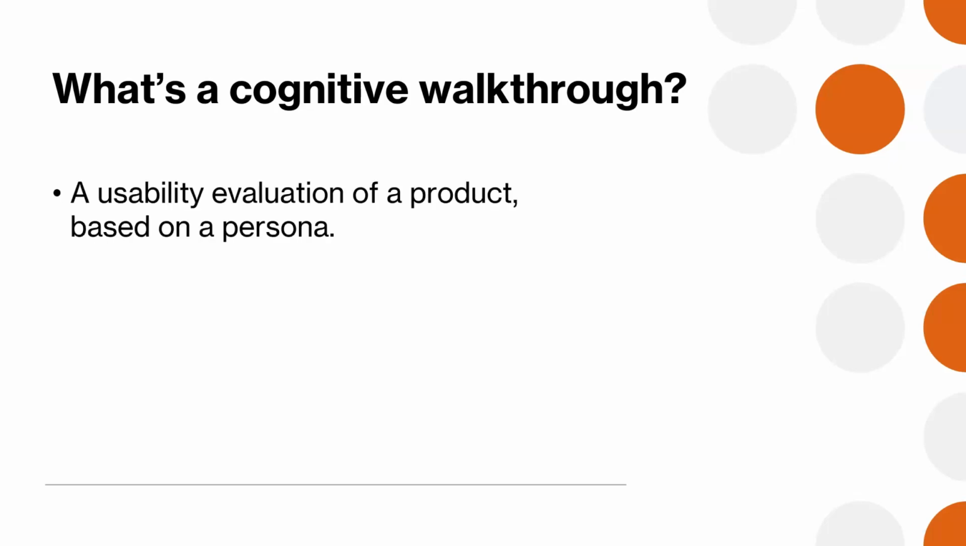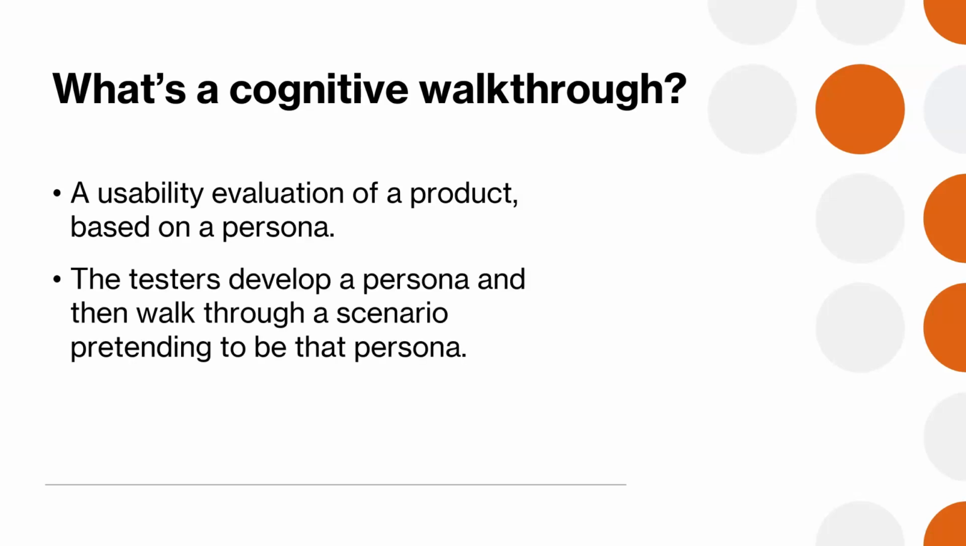A cognitive walkthrough is a usability evaluation of some kind of product, and it's based around a persona. You, the testers, are going to develop a persona. You'll then walk through a scenario that you developed when you pretend to be that persona.